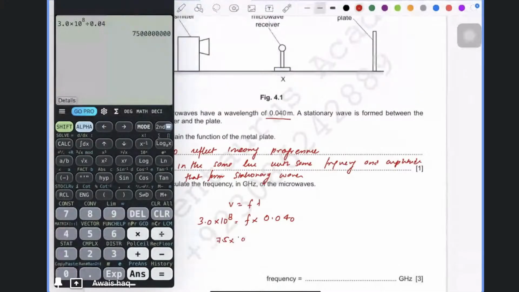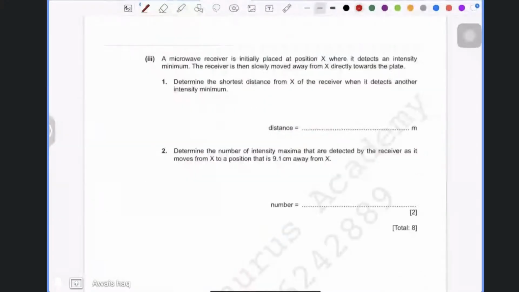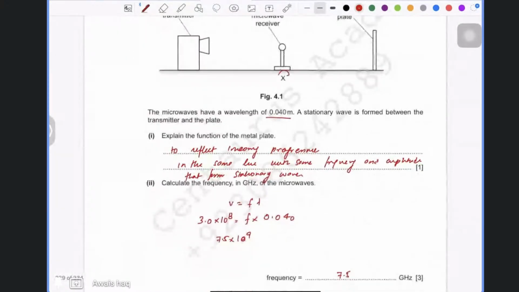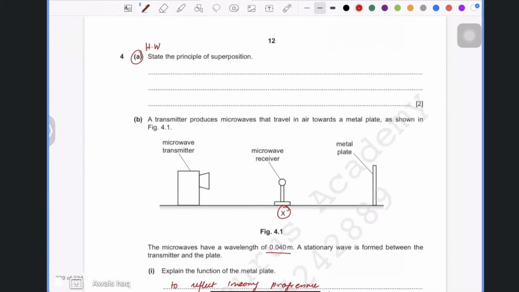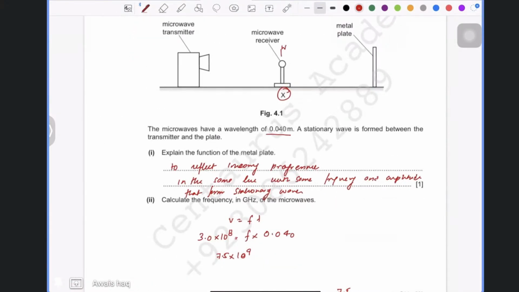Then it says the microwave receiver is initially placed at X, as you can see right here. Then it says that the receiver is then slowly moved away from X directly towards the plate. Determine the shortest distance from X of the receiver when it detects another intensity minimum. So obviously, if there was a node here, the next time it would detect a node is when it will be equal to half lambda. Okay.